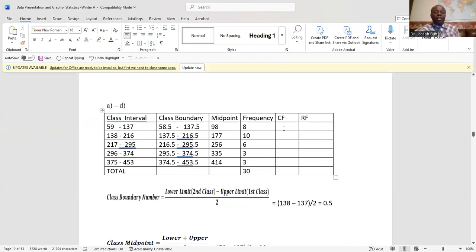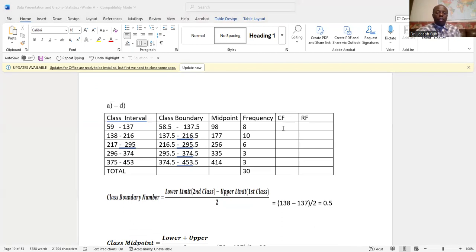Remember, as in the example we did before, in the cumulative frequency, you just keep adding. So the first cumulative frequency is the same as the first frequency, which is 8. You keep adding numbers. 8 plus 10 is 18. 18 plus 6 is 24. 24 plus 3 is 27. 27 plus 3 is 30. Here you go, that's the cumulative frequency right there.